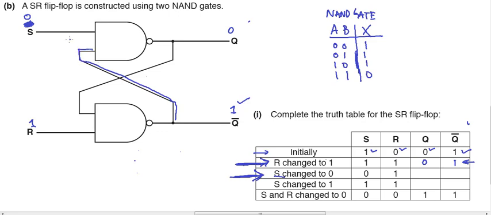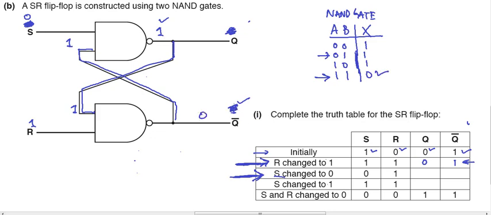So that means we're going to have 0, 1 at the input. When we have 0, 1 at the input, the output is going to be 1. And this 1, so previously Q was 0 and now it has become what? 1. And this 1 is now going to be fed back to this NAND gate, and when we have 1, 1 at the input, the output is going to be 0. So this output is going to become 0.